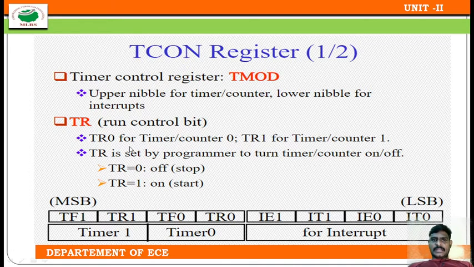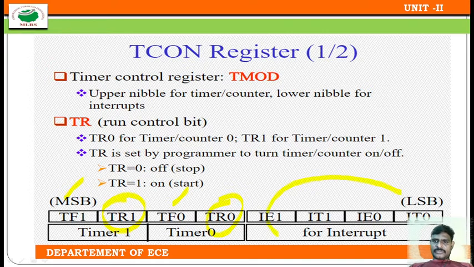TR0 is for timer 0 or counter 0, and TR1 is for timer 1 or counter 1. Here, if you see this, I'll highlight this bit. This is TR1 for timer 1 and this is TR0. These are used for initializing timer 0 and timer 1. The other bits are used for the overflow flags, timer overflow for timer 0 and timer 1, and interrupt flags.